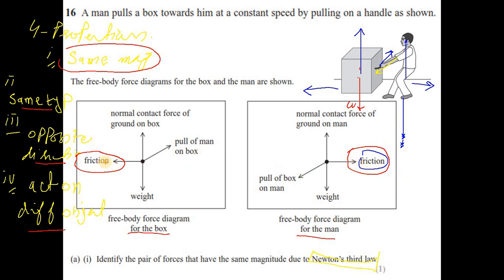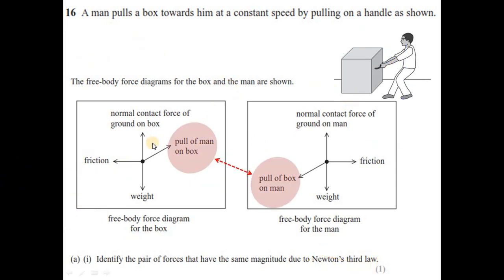But if you see the pull of the man on the box or pull of the box on the man, they must have a same magnitude. Force applied by the man on the box or box on the man, they must have a same magnitude. They both are contact forces, both are acting in opposite direction, and they act on a different object. That means in these two diagrams, these two are Newton third law pair: pull of the man on the box and pull of the box on the man.